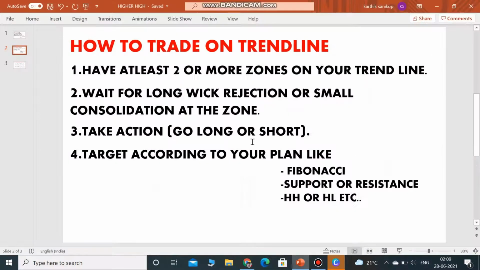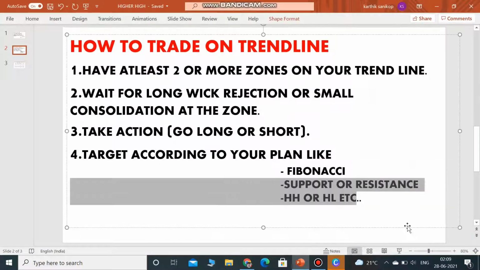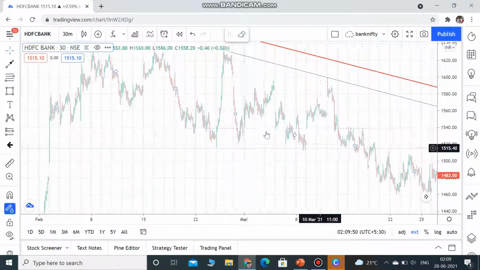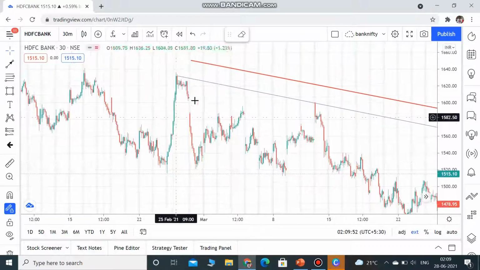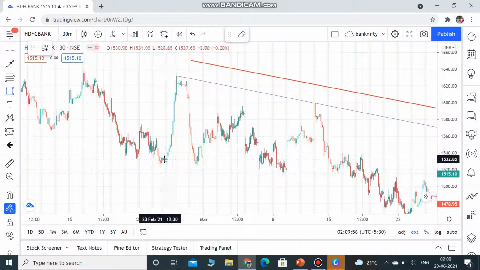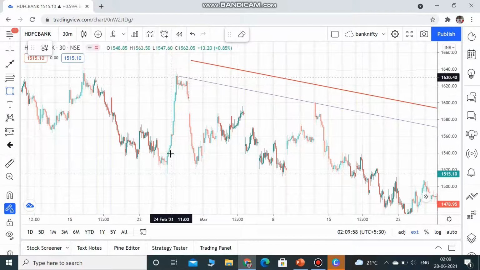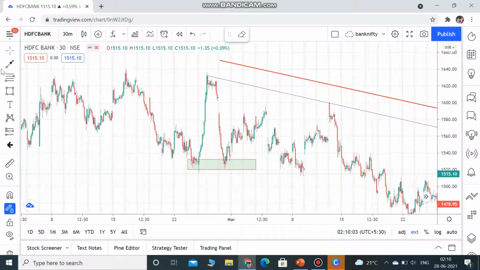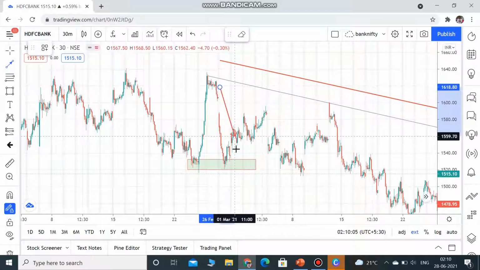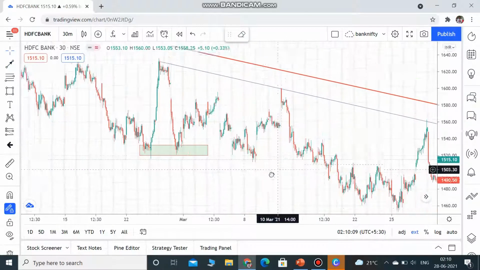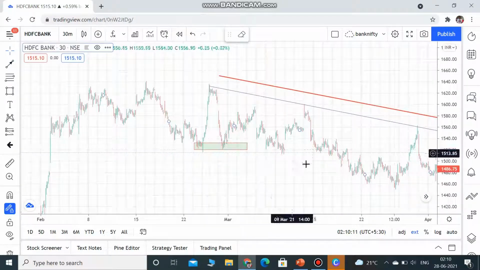So if you're good at finding support and resistance, you can plan on that too. Basically, when you short at this position, you've seen that from this position only the stock has moved. So this can be my first target, right? I will be shorting here and profiting here. You can consider any point.